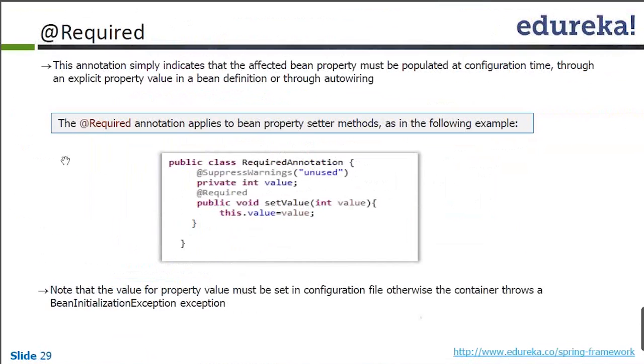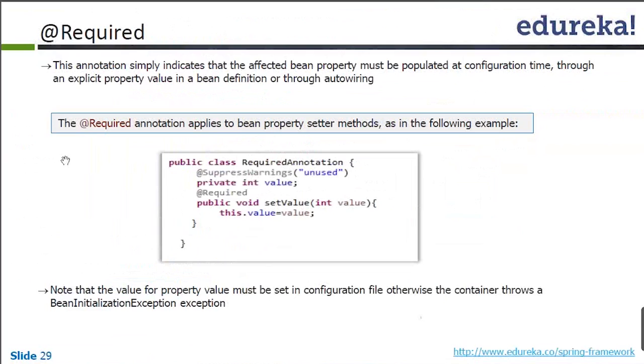Next, @required. This is the second annotation that we are going to learn today. This annotation simply indicates that the affected bean property must be populated at configuration time through an explicit property value in a bean definition or through auto-wiring. The method could be either auto-wiring or explicitly you set the property, but it should have the value supplied to that property. Otherwise, bean initialization will not happen.